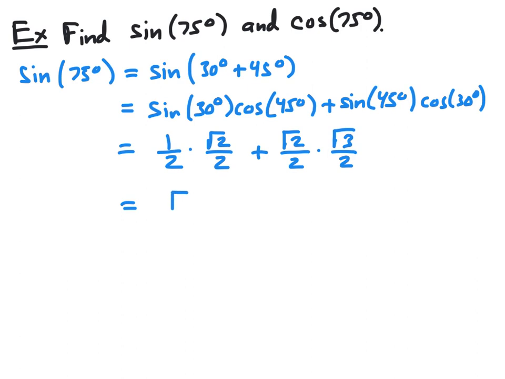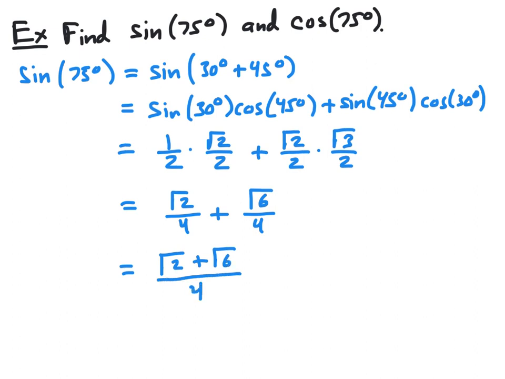1/2 times square root of 2 over 2 is the square root of 2 over 4. Square root of 2 over 2 times the square root of 3 over 2 will be the square root of 6 over 4. Notice that we're able to multiply the 2 and 3 under the square root here, since both are radicals. And since we have fractions with a common denominator of 4, we can simply add the numerators together over this common denominator. And we see that the sine of 75 degrees is equal to the square root of 2 plus the square root of 6, all divided by 4.